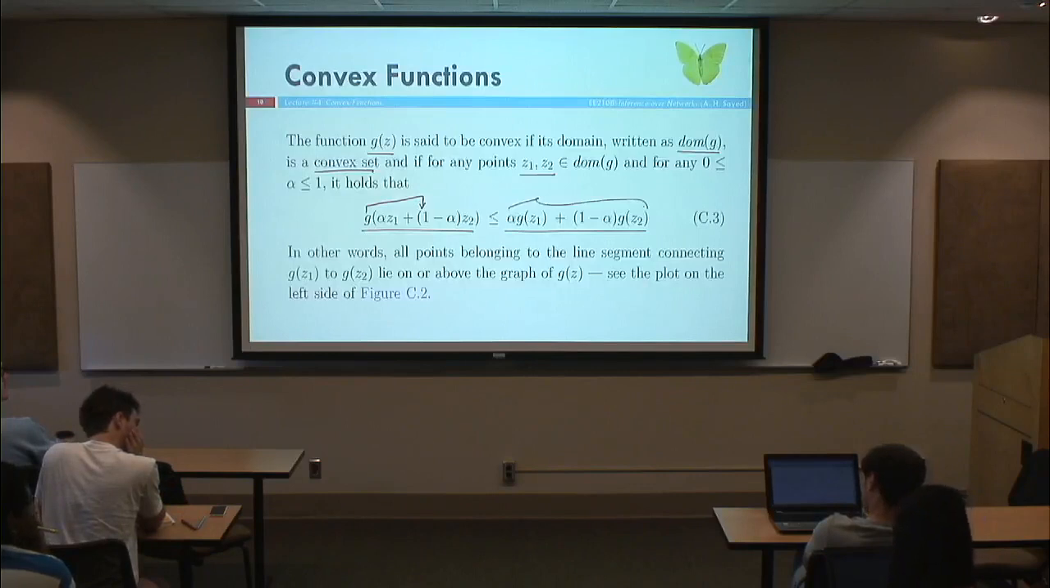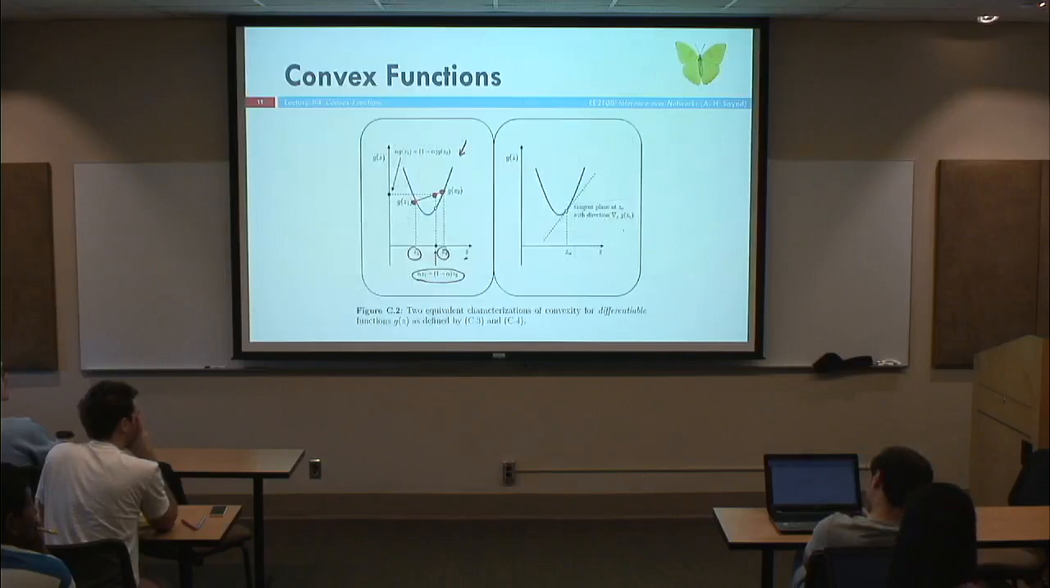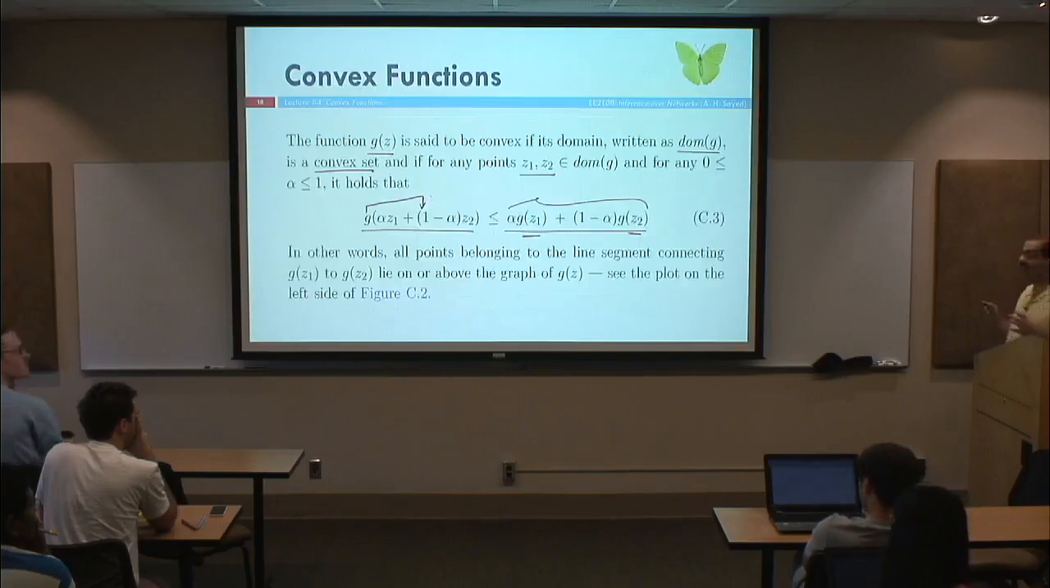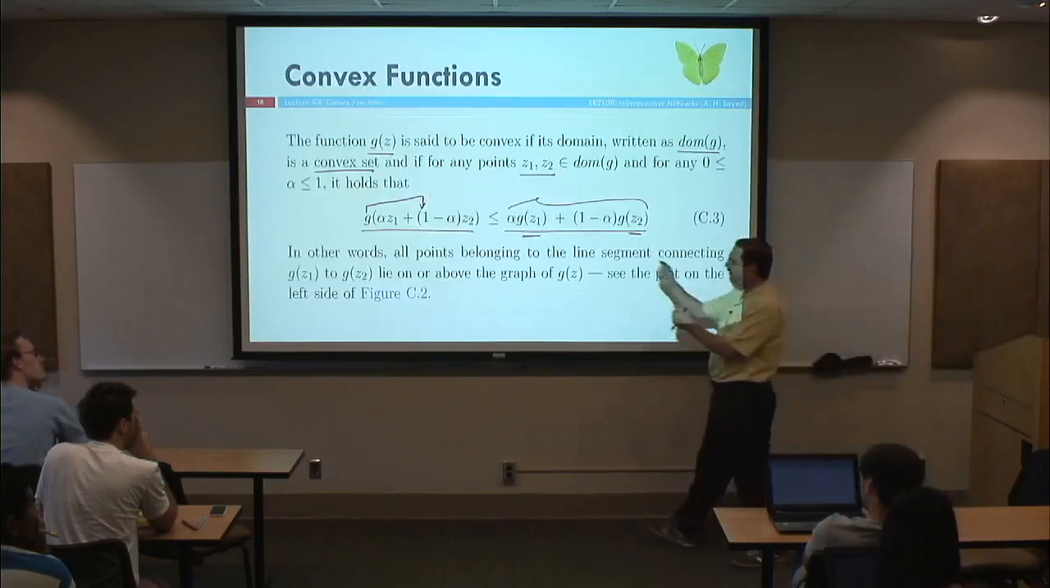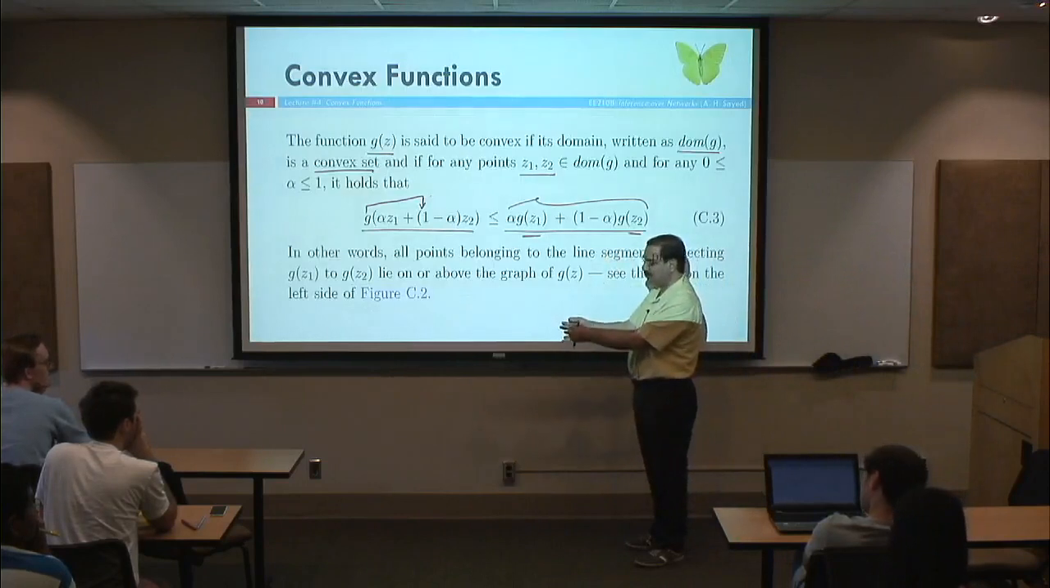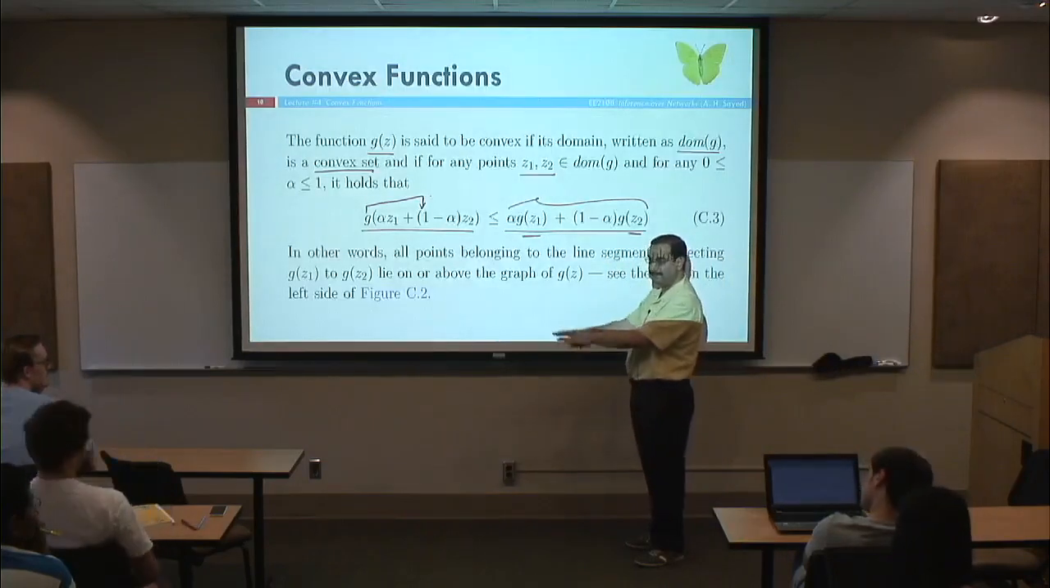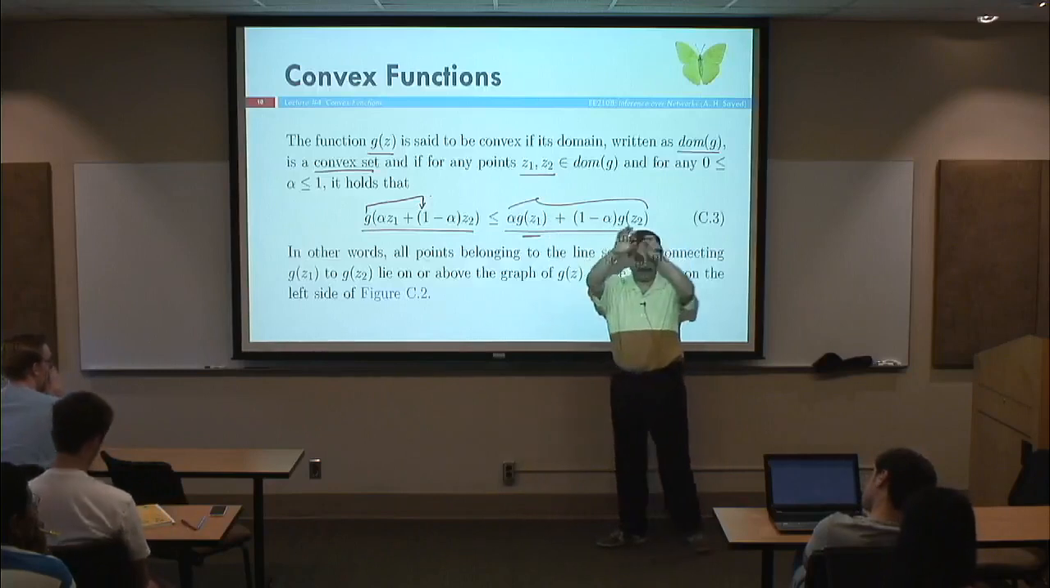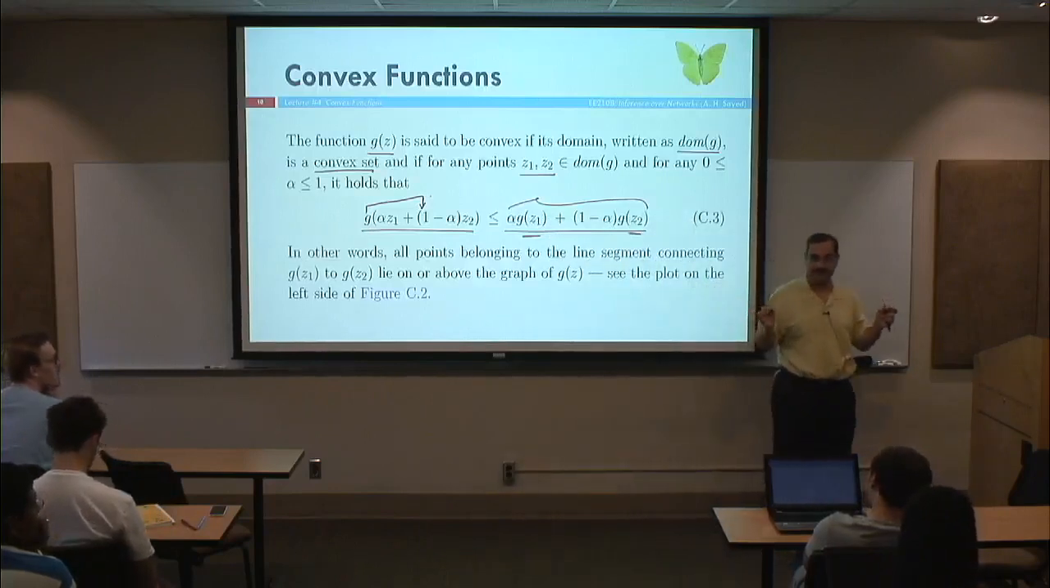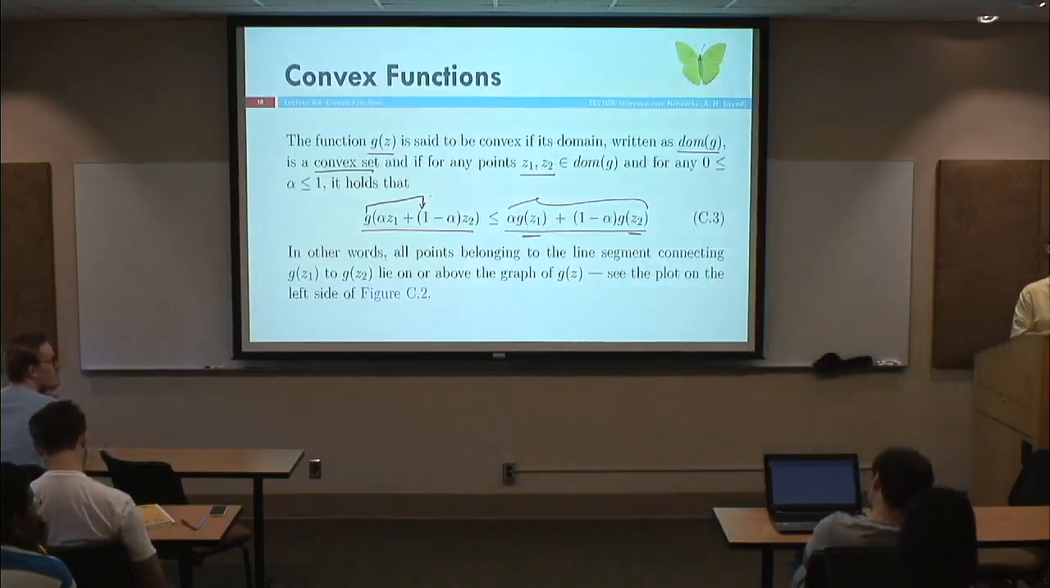Now what is this? If you take a segment that goes from g of z1 to g of z2, right, here it is. This is a segment that goes from g of z1 to g of z2, right? The right-hand side is a point on that segment, right? So what the definition of convexity is saying is that the value of the function at any intermediate point on the segment will be below, right, the segment connecting the values of the function at the endpoints. That's what it means. You understand the definition?